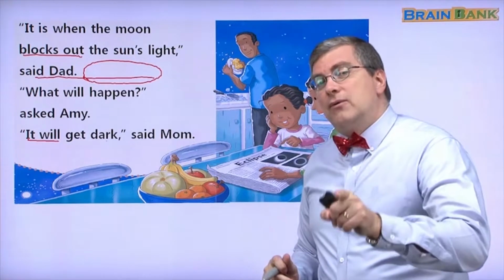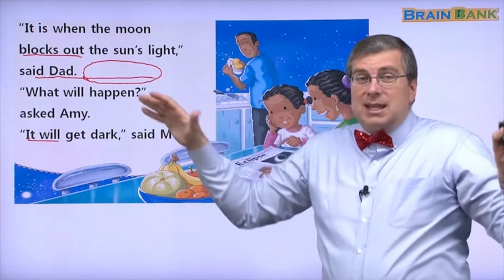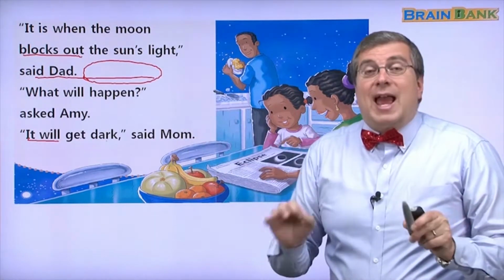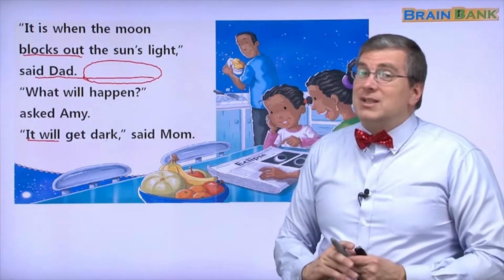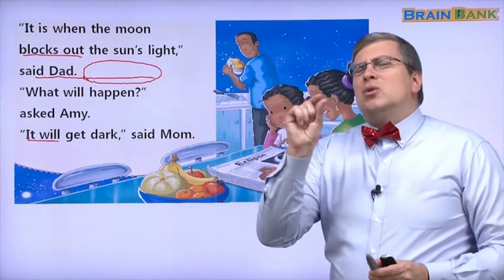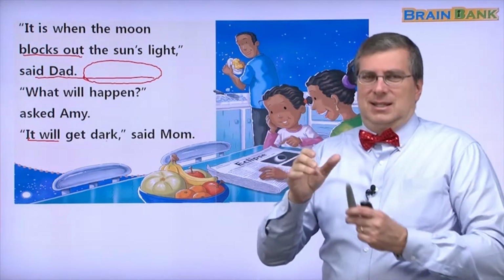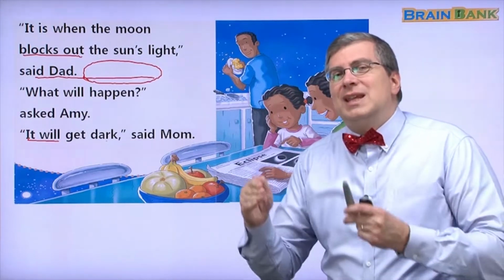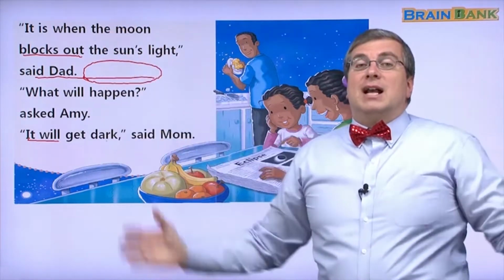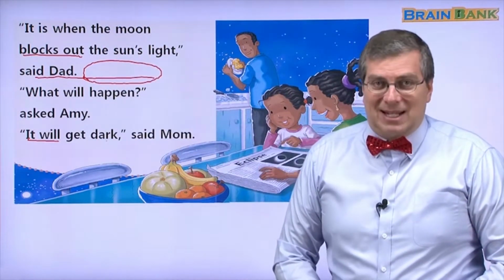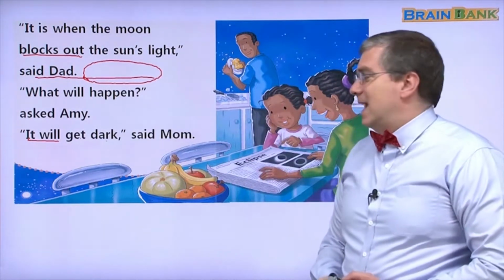Have you ever seen a solar eclipse? Everything gets dark at a solar eclipse. But don't worry. Don't worry. Only for a few minutes. It's only a little time for the solar eclipse. Then it becomes light again. Okay? So it will get dark, but only for a short time.